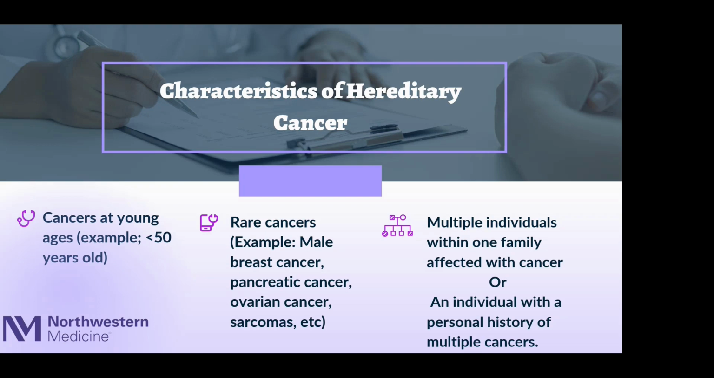And even having several close blood relatives, so first, second, or third degree relatives that have the same type of cancer, multiple generations affected with cancer, or even an individual with a personal history of multiple cancers as well. So these are some of those typical red flags or characteristics of hereditary cancer that I'm looking for in a personal or family history.